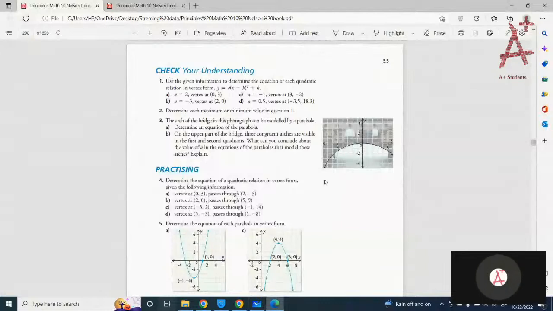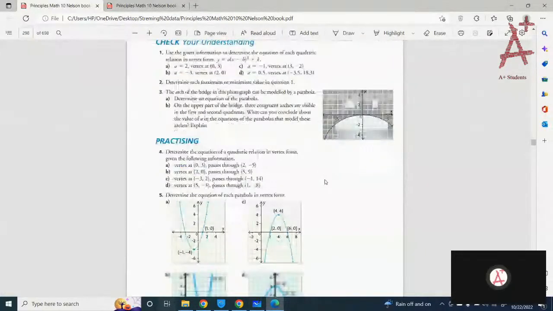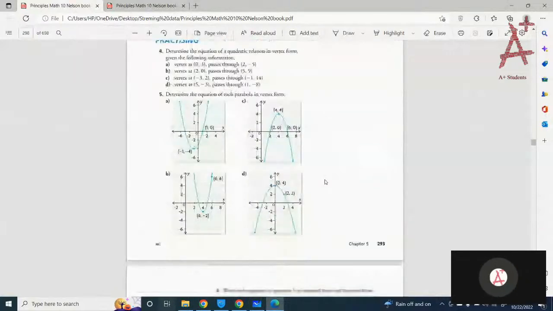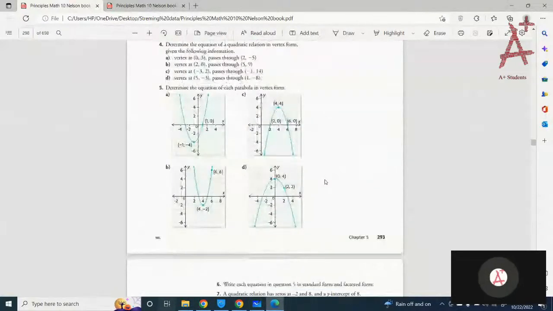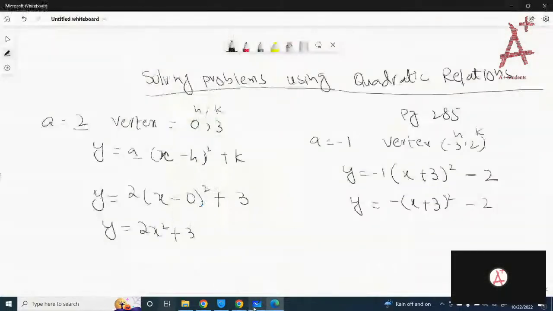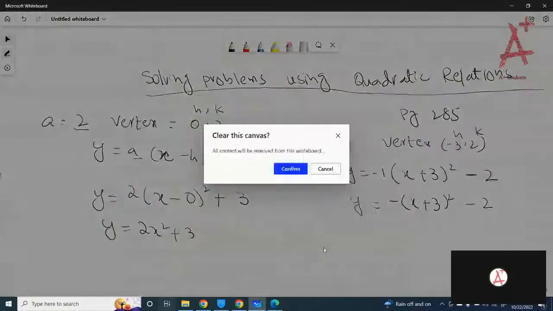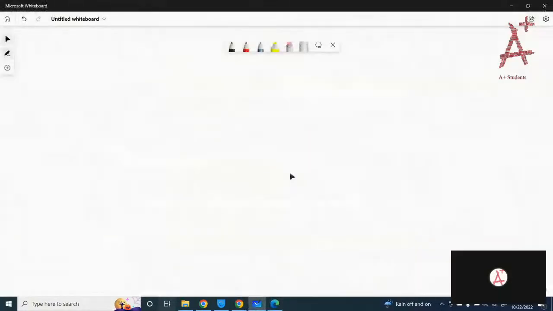Let's just start with the practice questions. Determine the equations of quadratic relation in the vertex form. You are given a vertex form and the point that it is passing. So use the information and let's start with question number 4. Vertex is 0, 3.